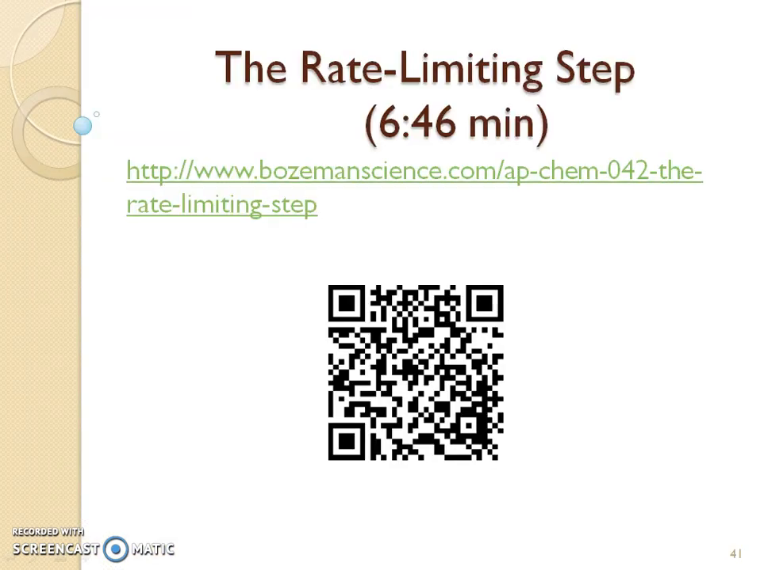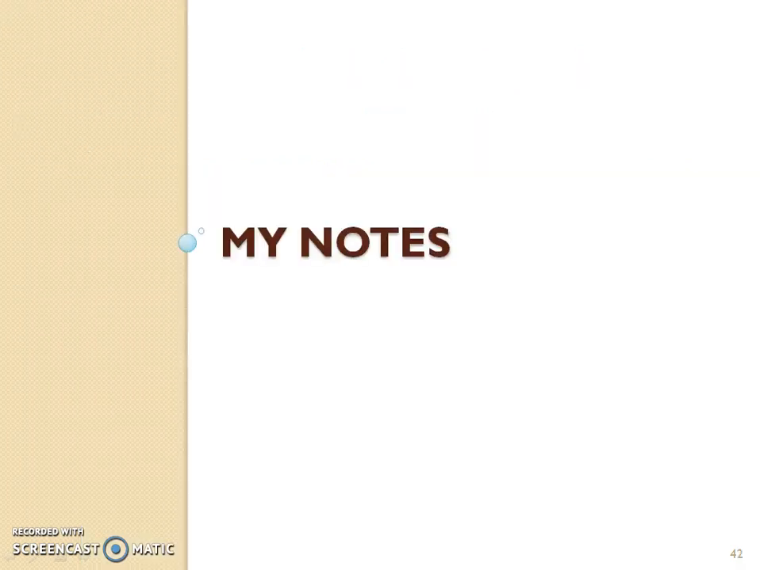The next intro lesson was on the rate limiting step. I like to call this the rate determining step because to me it determines the rate of the reaction. However, think about the limiting reactant problems that we did in Chem 1. Those limiting reactant problems, that reactant limits us from producing product. Well, the rate limiting step or the rate determining step tells us how fast that reaction is going to go.